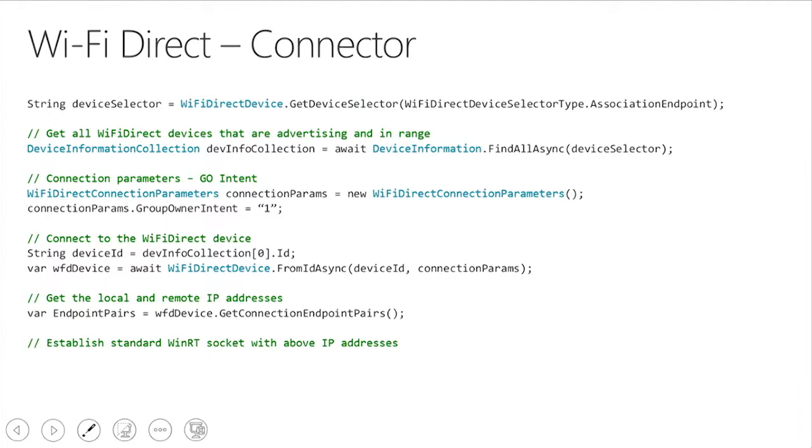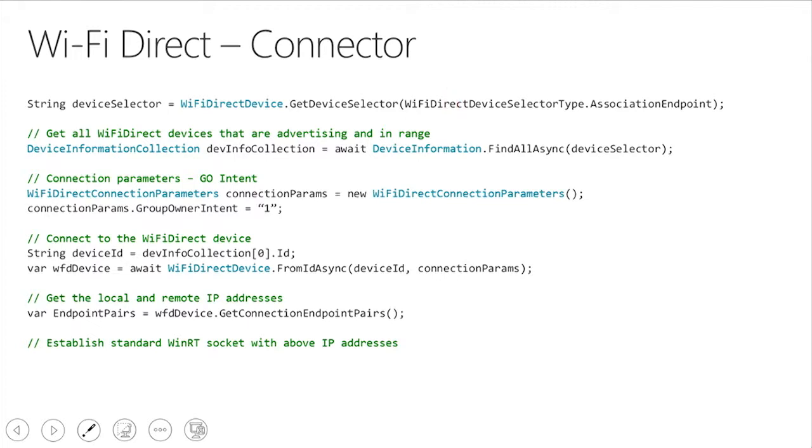This was my PC which was trying to connect to your PC. Correct. To connect to the advertiser, we need to find the advertiser first. This can be done by creating a query string for finding Wi-Fi Direct devices. This query string can be created by calling the getDeviceSelector method on the Wi-Fi Direct device object.